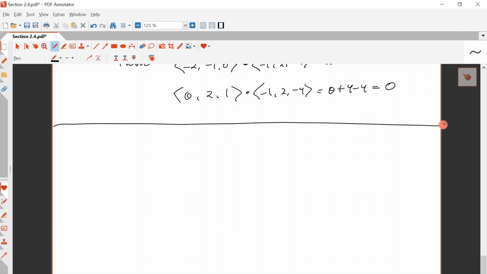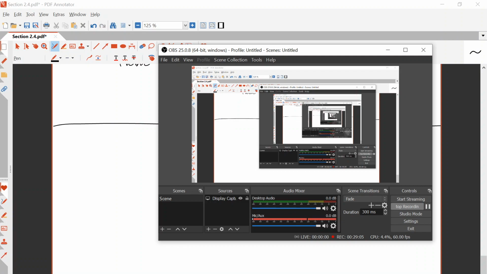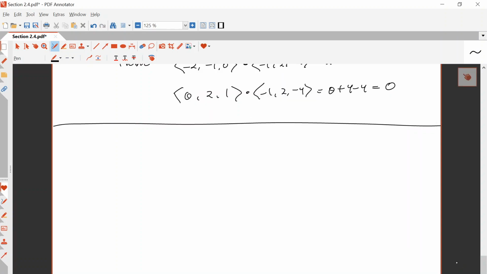So what's the usage? The usage of the dot product in physics is for measuring work. What is the usage for cross product? Cross product is used for measuring something called torque.